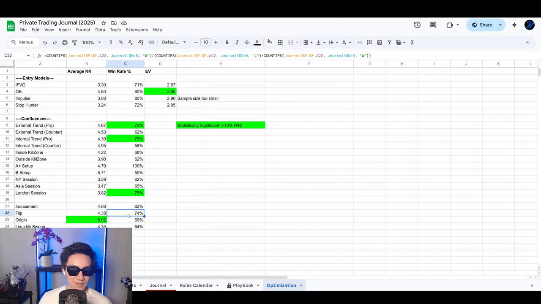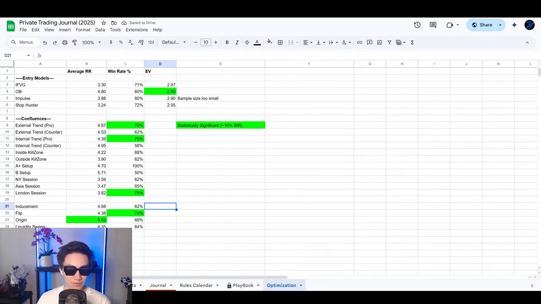So that does make sense why flip's win rate is actually slightly higher here, because if price is trending heavy and it does go back to an origin, it's going to be a little less likely that it holds origin, because if it goes back to origin, that means it failed at the flip. If it failed at the flip, that means there's a higher chance price could actually be pumping or going through that structure. So it makes sense here why flip is the best win rate at 74%.